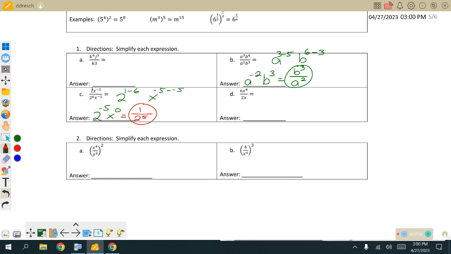That's our new stuff for today. Cross the line, change the power sign. It became 1 over 2 to the 5th. X to the 0 dropped out.